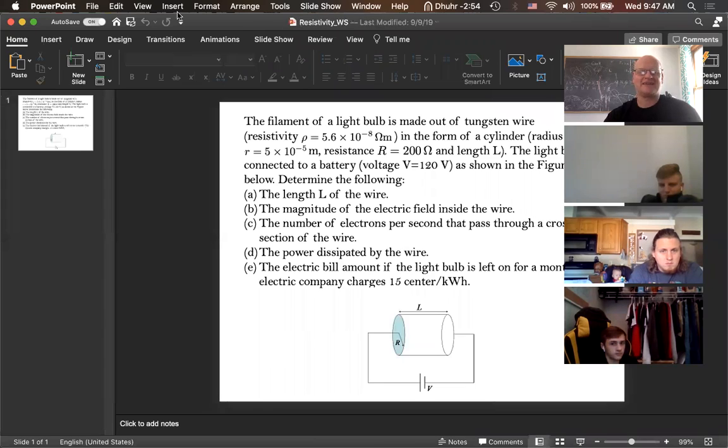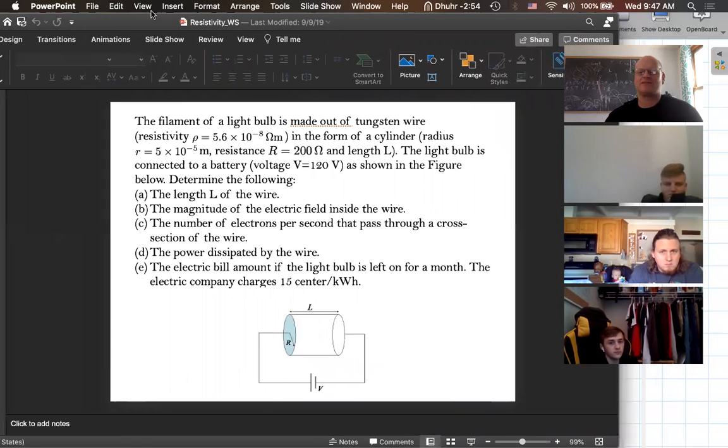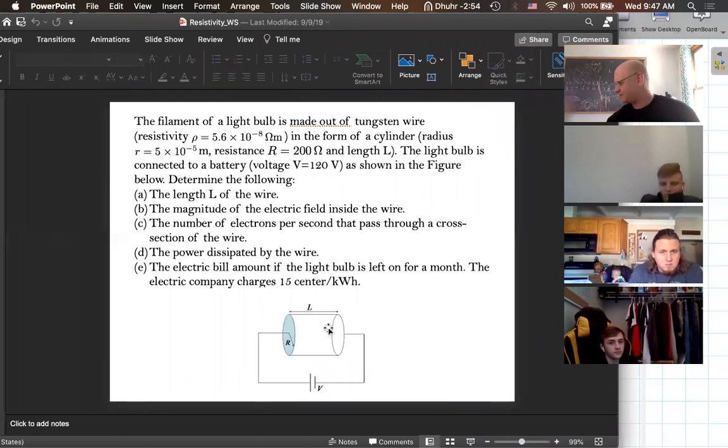So the last question says, we have a filament of light, which is made out of tungsten. So this is my filament. It has a resistivity of 5.6 times 10 to the minus 8 ohm meters, and it's in the shape of a cylinder where the radius of the cylinder is 5 times 10 to the minus 5 meters and has a resistance of 20 ohms and a length of L. So the light bulb is connected to a battery, which has 120 volts worth of potential.